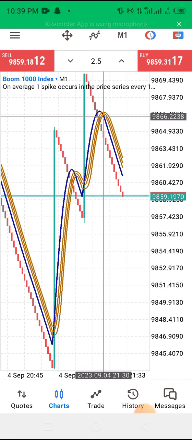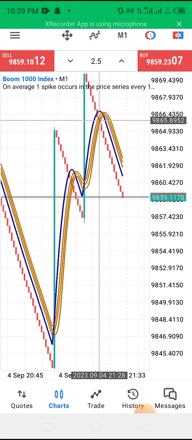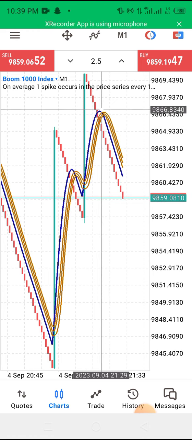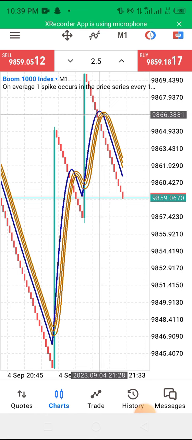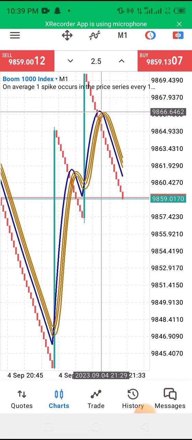I'm not saying if it doesn't go your way you shouldn't trade, but it's risky to trade when the trend is not going in your direction. If you trade against the trend, it's risky, but it might still come out fine. As you can see here, Boom 1000 didn't favor us to trade, but what happened here happened just how we expected it to happen.